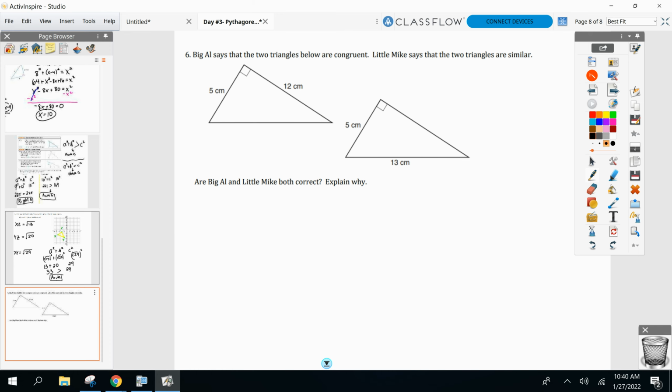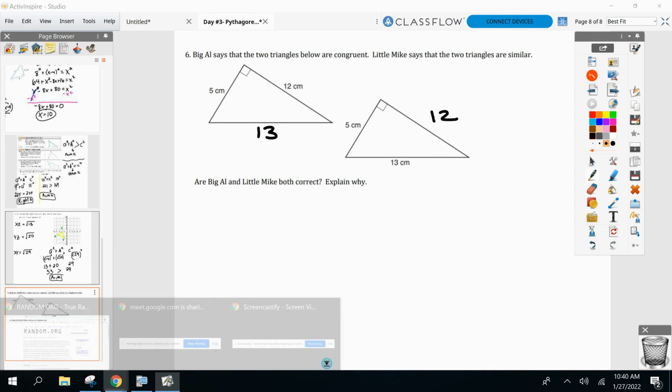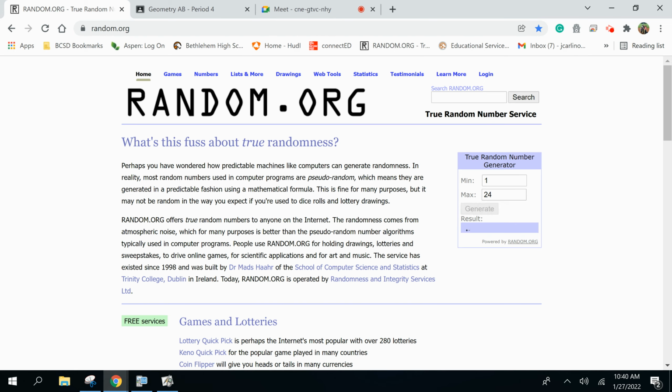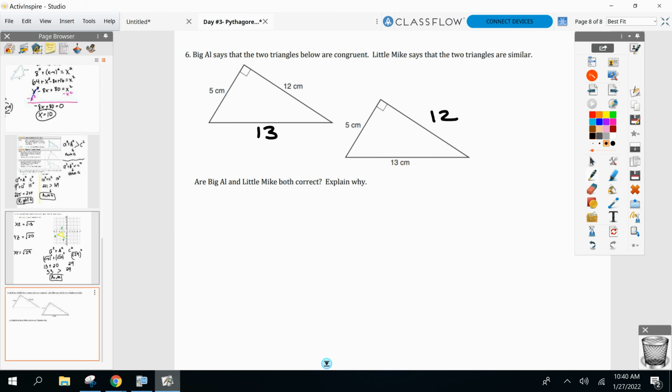So everybody found out I got 13 for this hypotenuse, 12 for this leg. Are those 2 triangles congruent? Yes. Why? Because of side, side, side. Remember that one? You could also say side, angle, side. Everyone see, because I got the right angles, you could say side, angle, side.